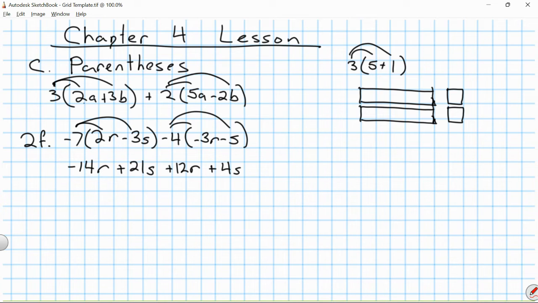And now we can rearrange things so that I have the letters together that I want. We have -14R plus 12R plus 21S plus 4S. What is -14R plus 12R? -2R. 21S plus 4S is positive 25S. Whatever your answer to these questions is, that's the sign you put in front of that term. If your answer is positive, you put a plus sign.